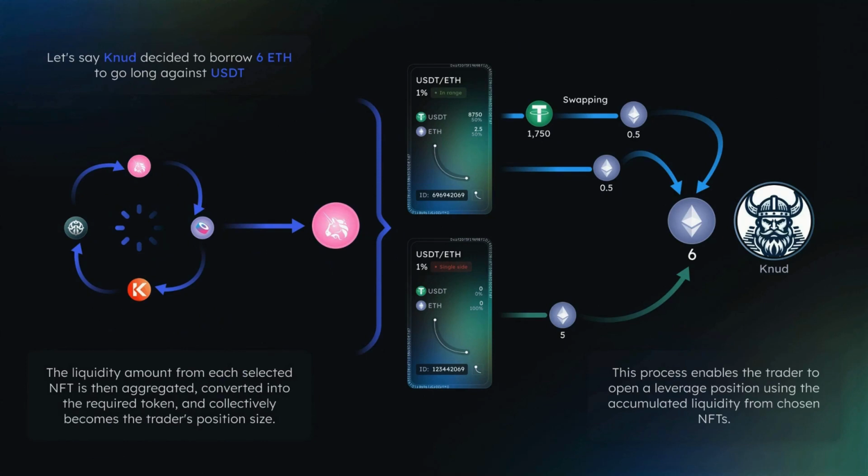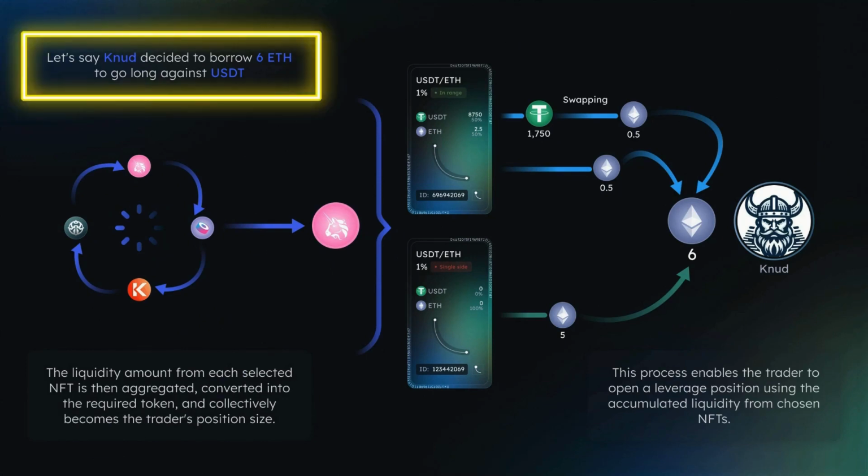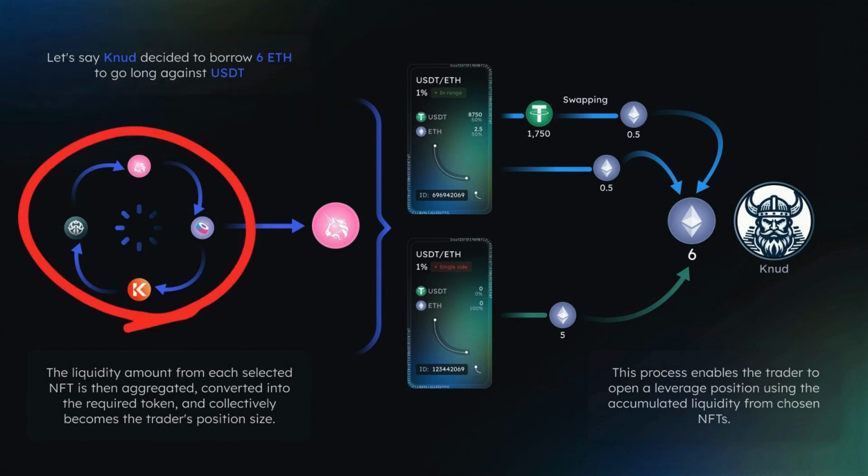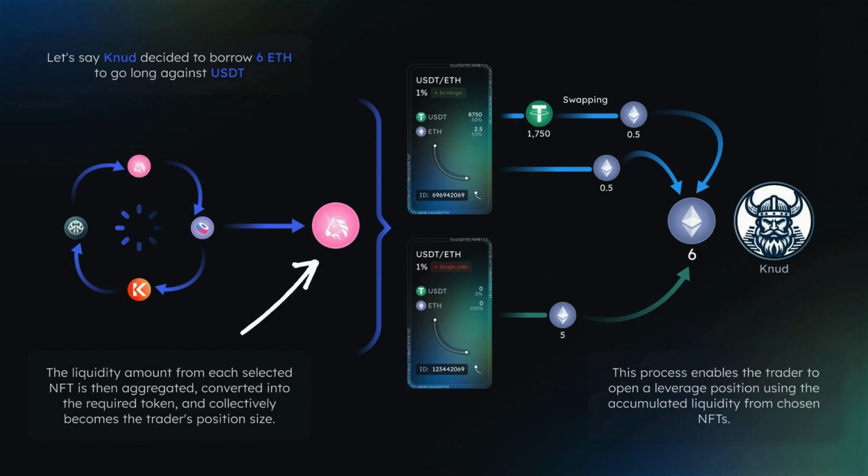Let's see another practical example. A trader decided to borrow 6 ETH to go long against USDT. Matching algorithm will first identify a protocol that can fulfill the required borrowing amount. In this example, it's Uniswap. The liquidity amount from each selected NFT is then aggregated, converted into the required token, and collectively becomes the trader's position size. This process enables the trader to open a leveraged position using the accumulated liquidity from the chosen NFTs.